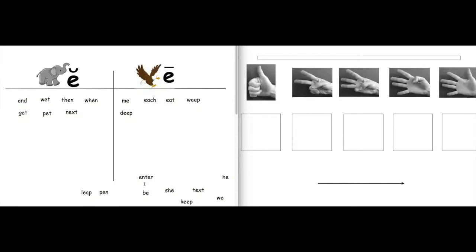Enter. Enter means to come into something. You enter your house. You go through the door to enter your house. Or we enter school. Here we go. Enter. E, N, T, ER. Enter. Try it again. E, N, T, ER. Enter. You heard it right here in the beginning? Enter. Yes, short E. You're right.